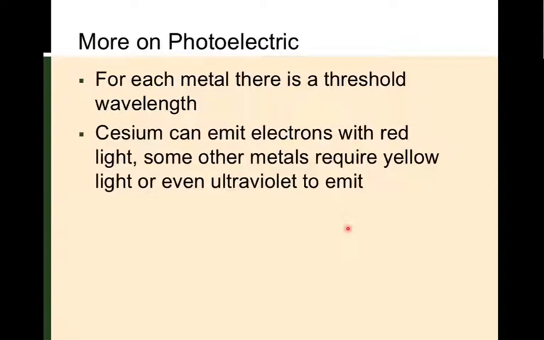For each metal, there is a threshold wavelength. So that threshold wavelength is the wavelength at which it will eject an electron. Cesium can emit electrons with red light, so that's lower energy if we recall. Some other metals require yellow light or even ultraviolet to emit. So ultraviolet, that's the blue side of the spectrum. That's higher in energy than the red side.